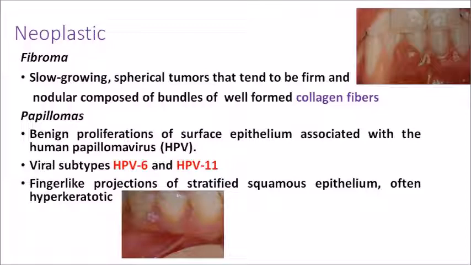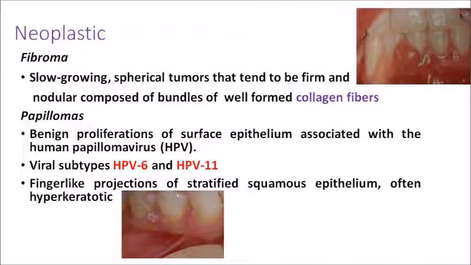The fourth class was neoplastic enlargement. About neoplastic enlargement, the two most common ones are fibroma and papilloma. Fibroma is a slow-growing spherical tumor that is firm and nodular. Look at the figure, a firm and nodular swelling, and it is composed of collagen fibers. What is important about this is fibroma is of connective tissue origin, so it is due to collagen fibers. Papilloma is of epithelial origin.